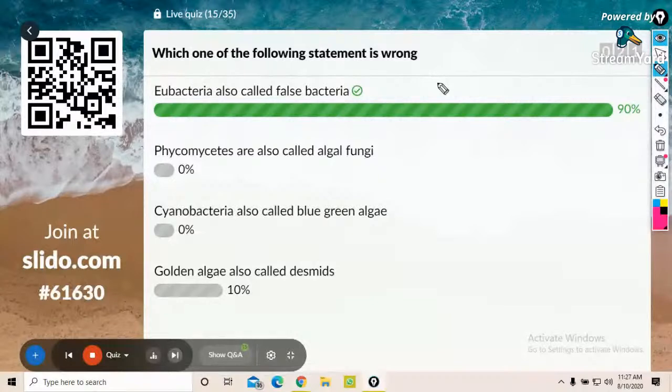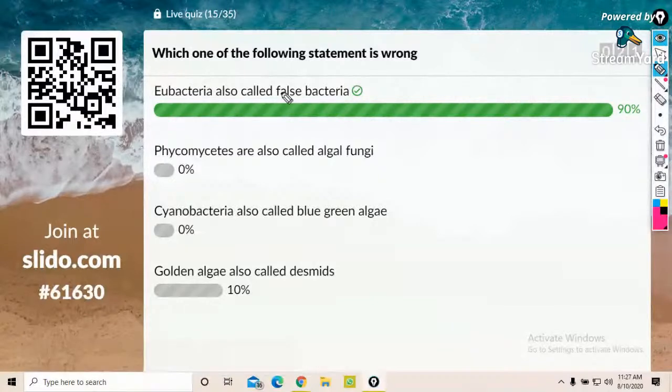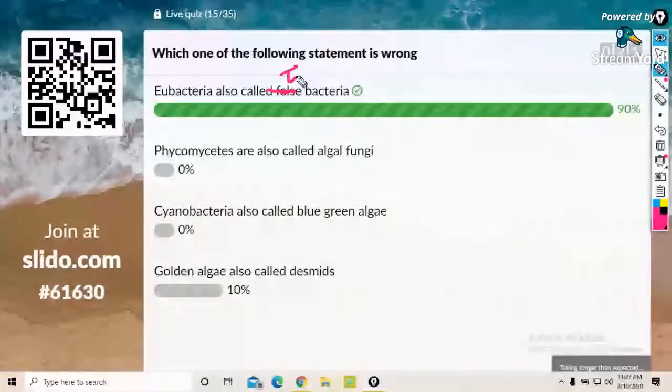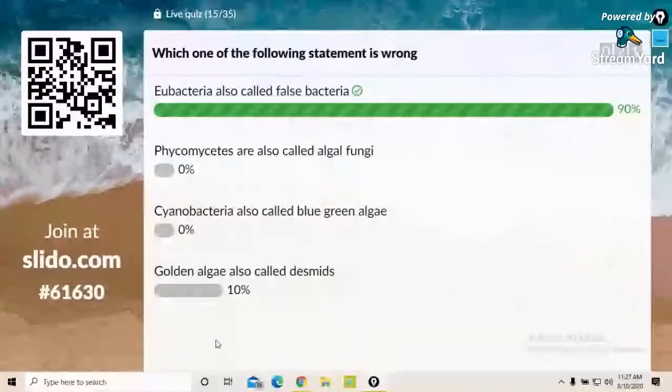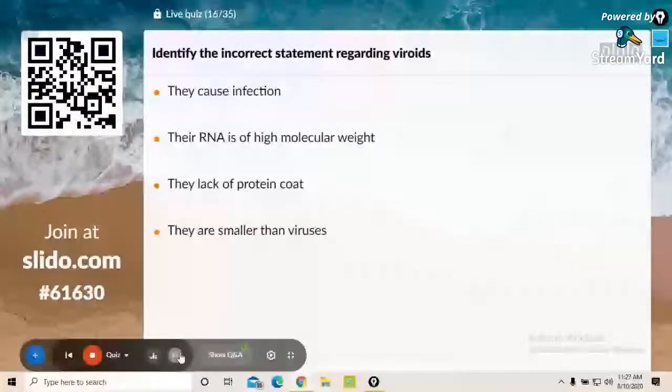U means true. 16th question on the screen. Identify the incorrect statement regarding viroids. They cause infection. Their RNA is of high molecular weight. They lack a protein coat, they are smaller. The question might not appear on the screen.